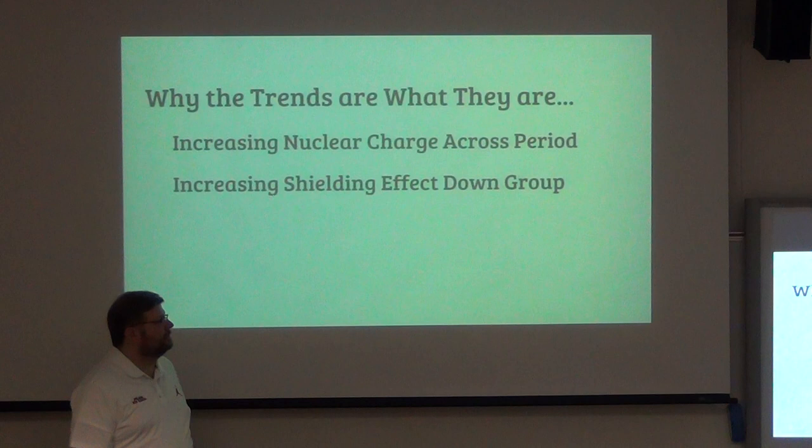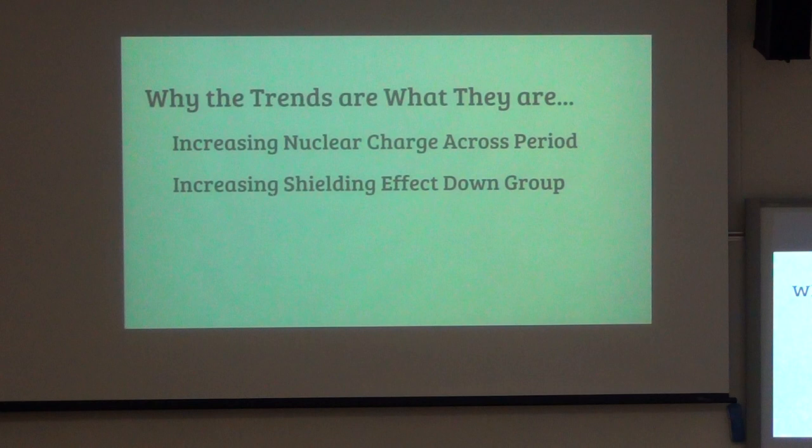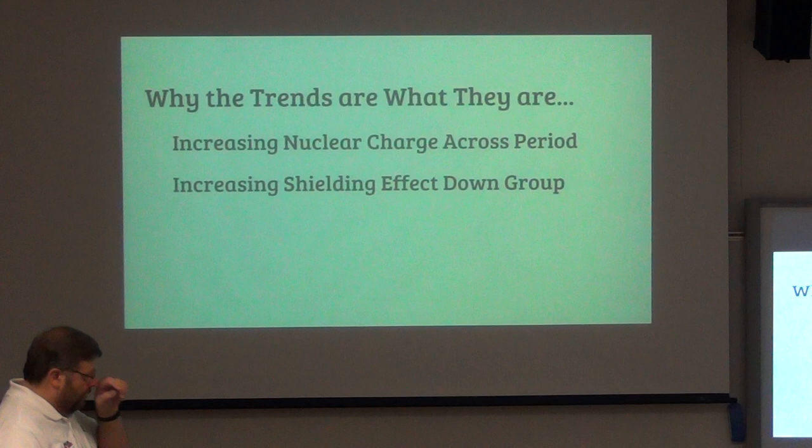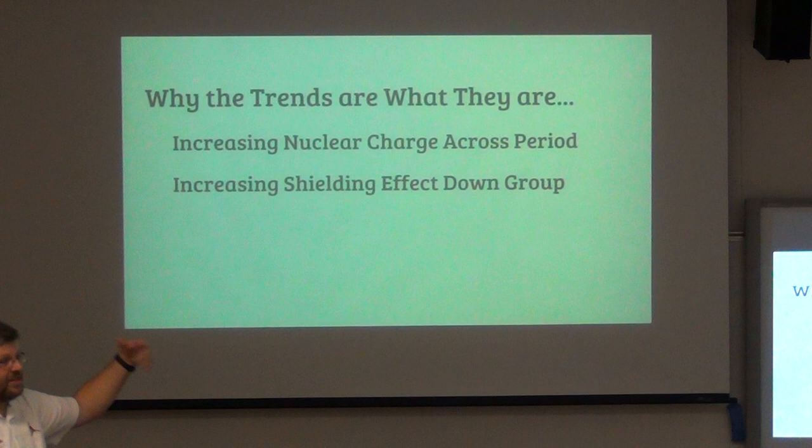So it's the same thing over and over again. Why do we see the atomic radius getting smaller? Increasing nuclear charge and not much of an effect from the shielding as we go across. Going down, you get more shielding effect, so the electron is farther away, in more energy levels farther away. It's the same reasoning over and over again for all of those trends.